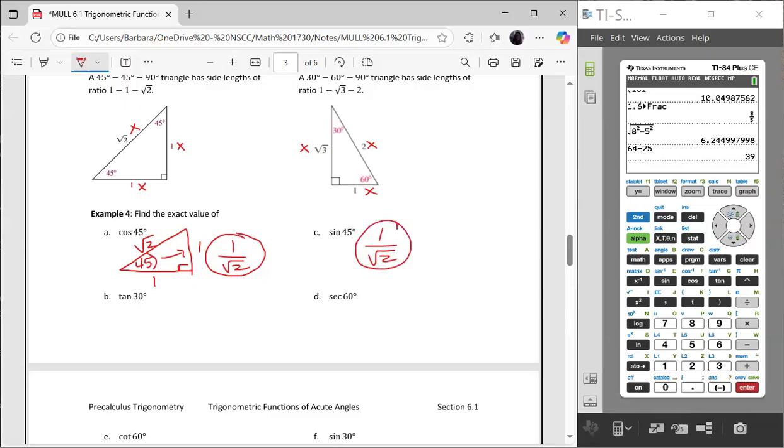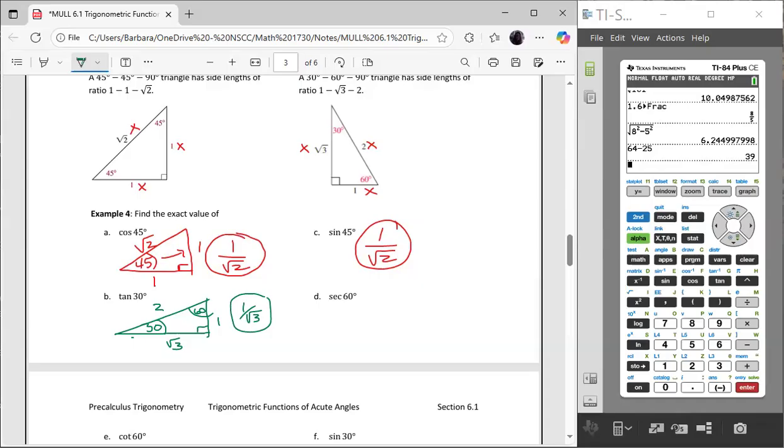For the tangent of 30, I'll need to draw another sketch. So here's my 30. In this case, we have a 30, 60, 90 triangle. And the ratio of the sides are 1, square root of 3, 2, starting from the side across the smallest angle. So the tangent of 30 is opposite over adjacent, so that is 1 over the square root of 3.